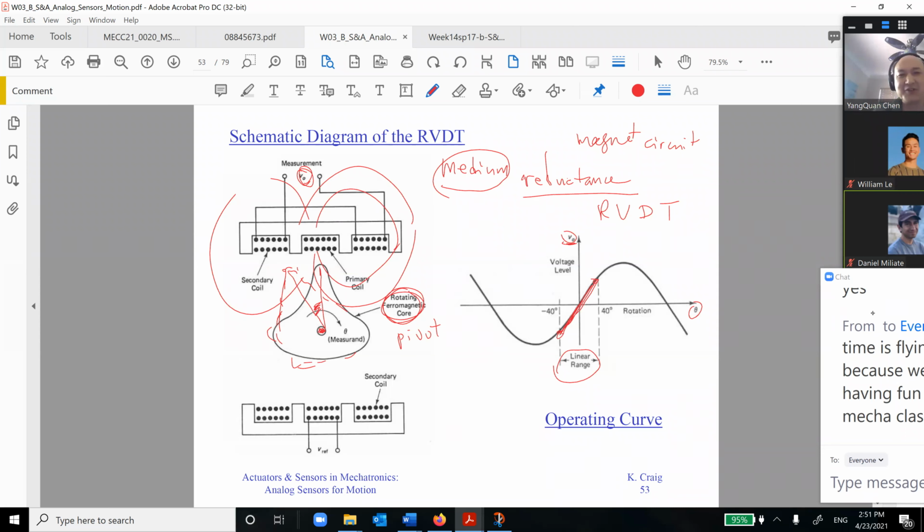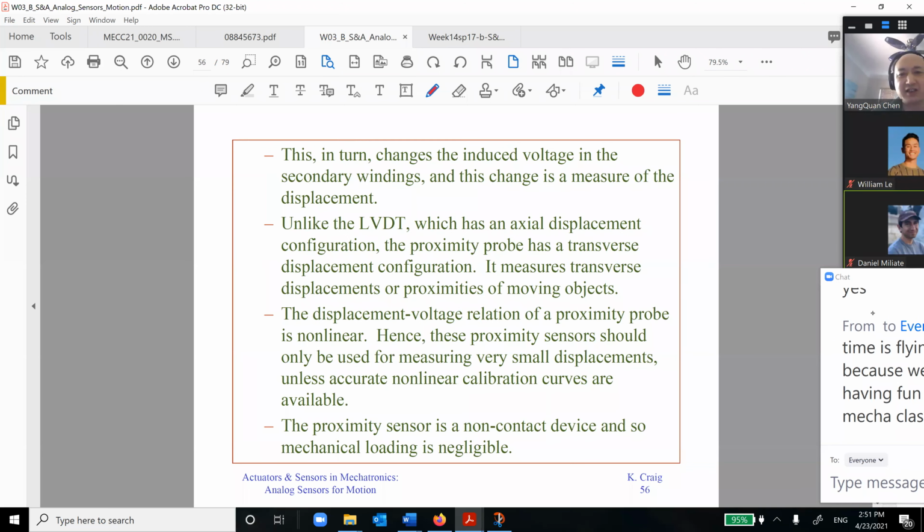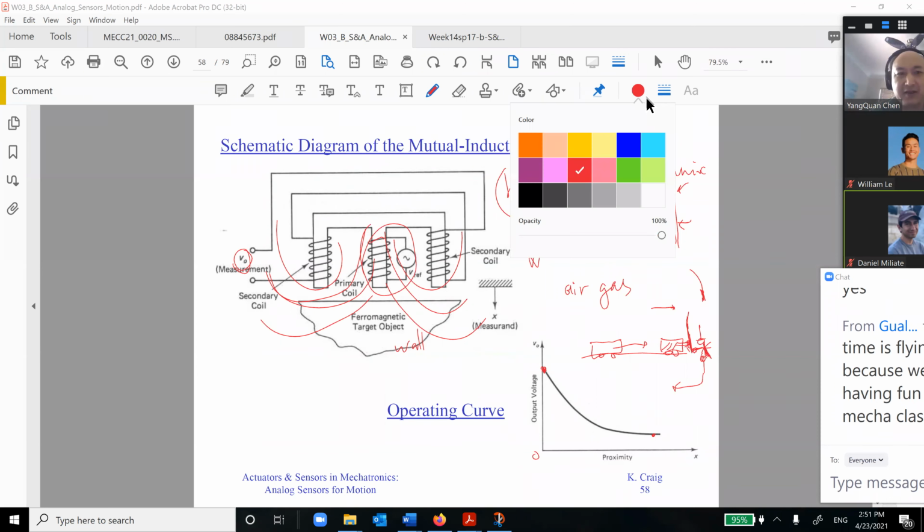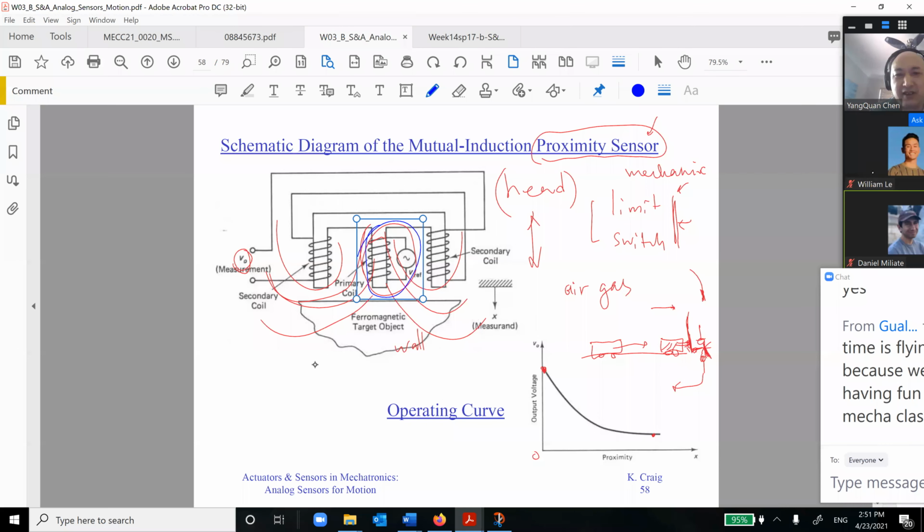Let's quickly look, just visually, at other types like the proximity sensor. For example, you still have this primary winding, and then you have this secondary coil. You have a ferromagnetic target. Say, for example, this is a wall, and you install some small tape or ferromagnetic thing. If you get close to it, then you can see how close it is.